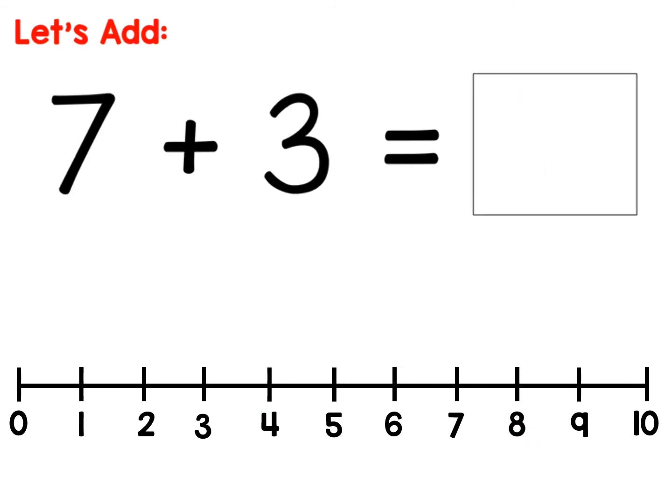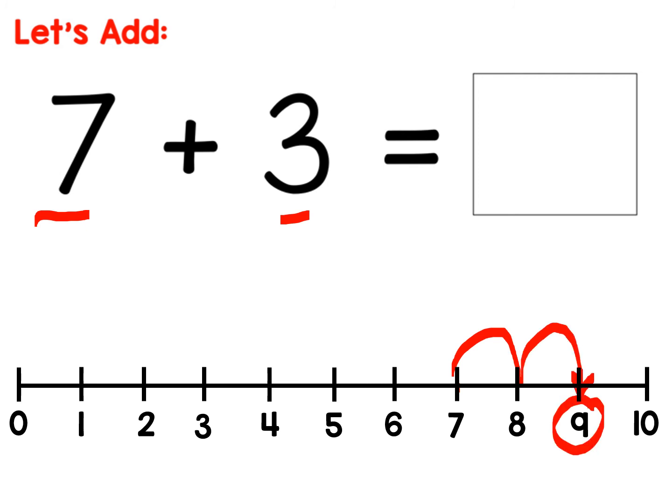Boys and girls, this time I'm going to solve it, but I am going to make a mistake. And I want you to see if you can figure out the mistake I'm making. I'm going to break one of our rules. 7 plus 3. My 7 is my bigger addend, so I'm going to start at 7, and I'm going to hop 3 more. Ready? 1, 2, 3.